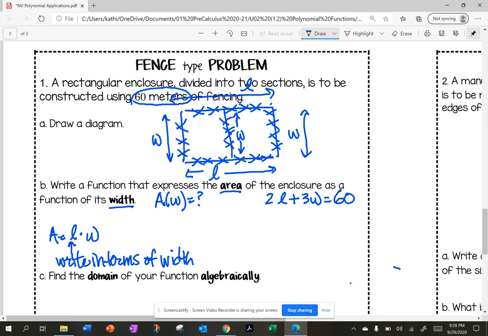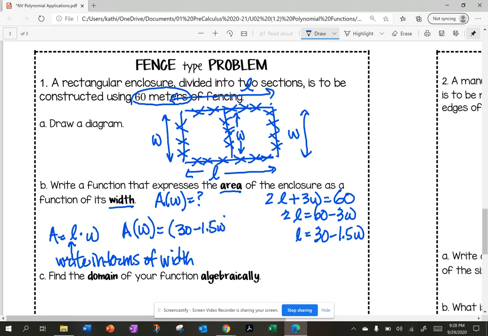So I'm going to subtract 3w from both sides. So 2 times length equals 60 minus 3w. Divide both sides by 2, so I get length equals 30 minus 1.5w. So now I'm just substituting into my area formula. So area in terms of width is length, which is 30 minus 1.5w, times width. So I have my area in terms of one variable, and that was my goal.